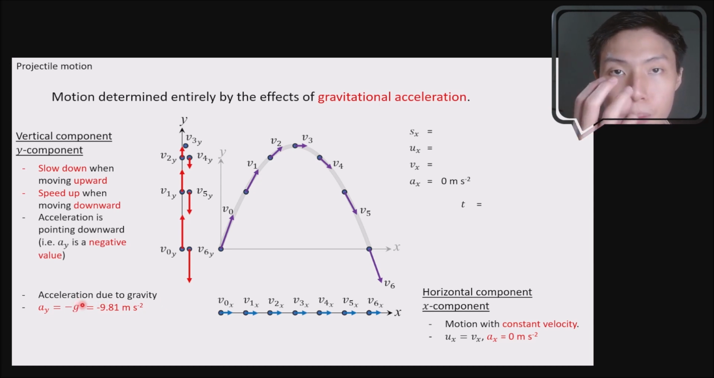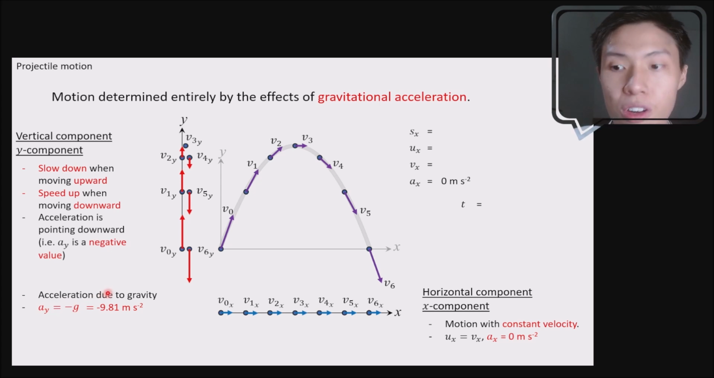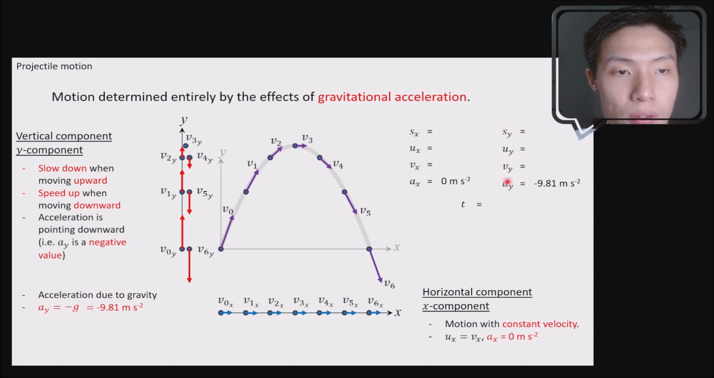So g here is the magnitude of the acceleration due to gravity, therefore there's no sign. g is equal to 9.81, but if you attach a negative in front, it becomes negative 9.81. So the y component of acceleration is negative 9.81, not positive 9.81. g is 9.81, not negative 9.81. Everyone has to be clear about this. When we build our SUVAT later, our y component of acceleration will be negative 9.81 meters per second squared, and the rest we have to look at the situation to determine.